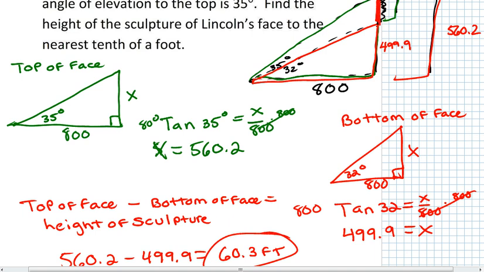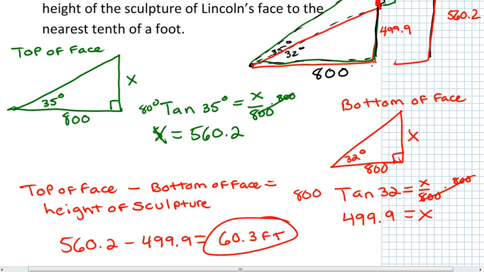Because we found from the ground to the bottom of the face. But now to figure out the actual height of the face, we subtract the two. The height to the top of the face, the height to the bottom of the face. That will give you the height of the actual face, which is 60.3.